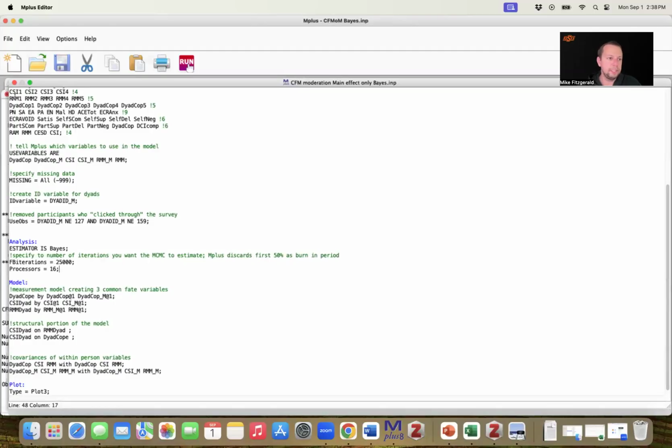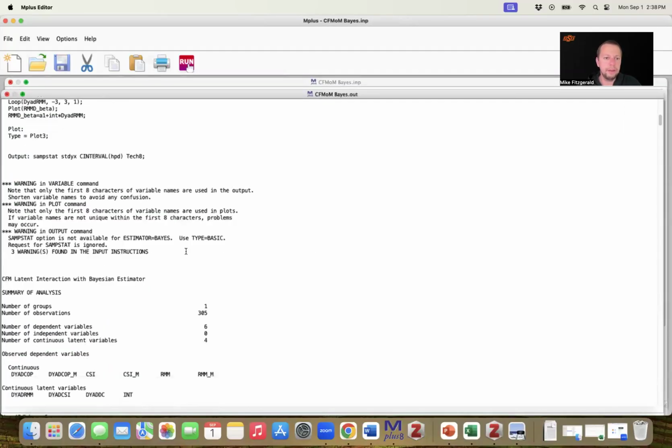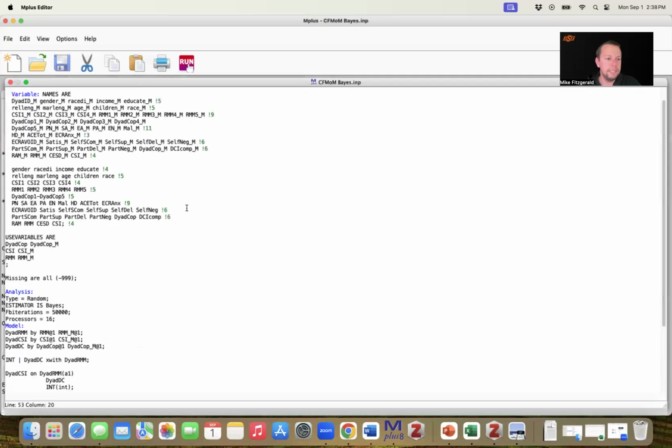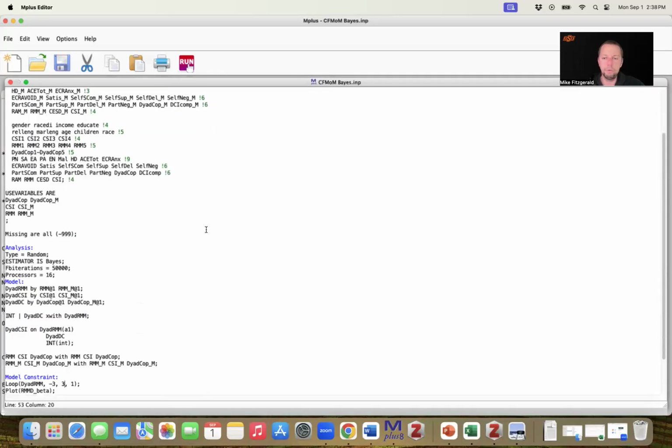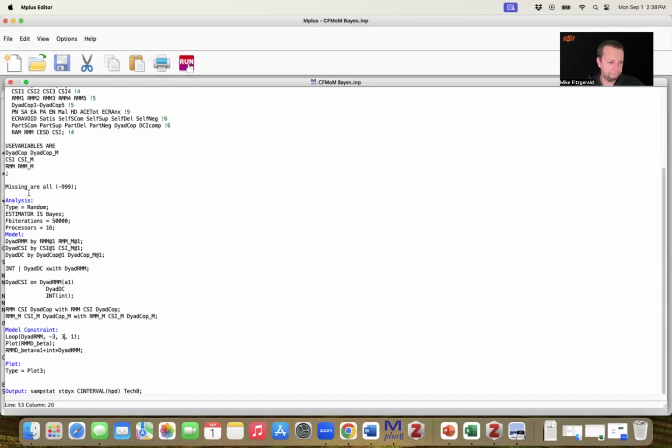All right. So what we're going to do next is go into the syntax for the model with the latent interaction. All right, so we'll start here. And again, everything is going to look very similar if you just combine the maximum likelihood syntax with what we just had. We are estimating Bayes. We are using type equals random, which is the same.